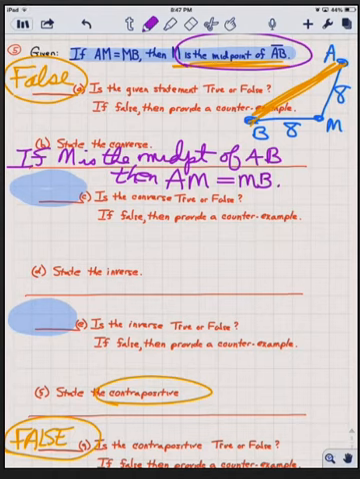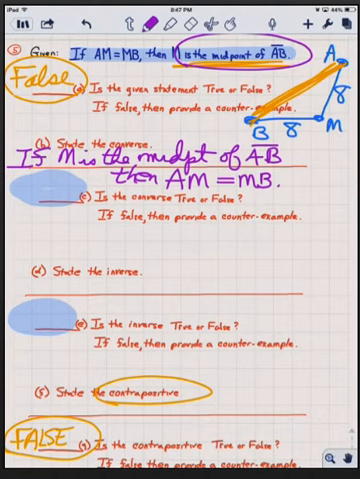And we have the converse completed. So now we have to decide if that's true or false. And in this case, the sentence is, if M is the midpoint of segment AB, then the distance from A to M equals the distance from M to point B. Well, that's just stating part of the definition.